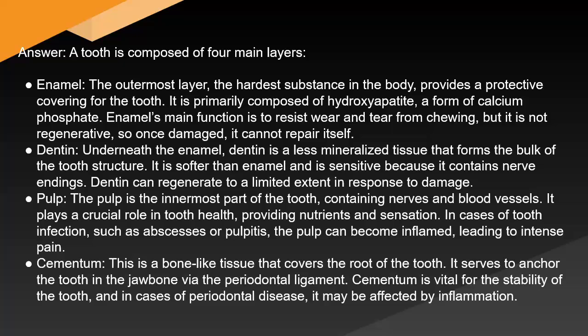Cementum. This is a bone-like tissue that covers the root of the tooth. It serves to anchor the tooth in the jawbone via the periodontal ligament. Cementum is vital for the stability of the tooth, and in cases of periodontal disease it may be affected by inflammation.